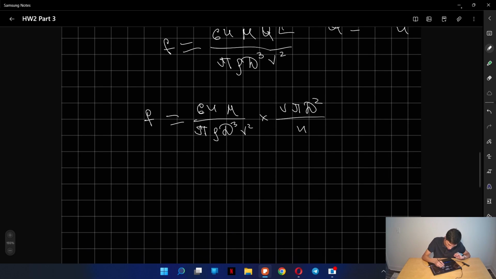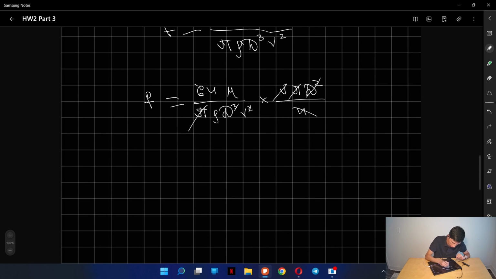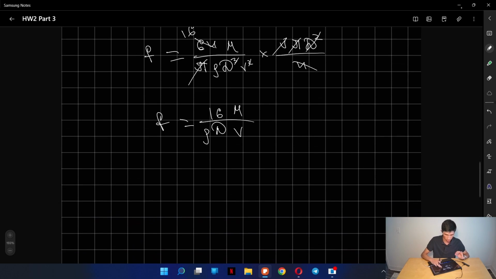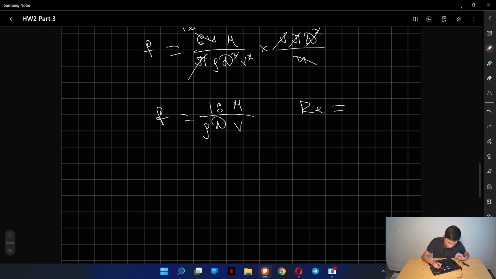So the velocity cancels, so we're left with one velocity. Pi cancels, diameters cancel, and this is going to cancel also. So what I'm left with is 16 times viscosity over rho times diameter times velocity, right? Okay, this seems very familiar. We know that the Reynolds number is equal to the density times the diameter times the velocity over the viscosity, right? It is exactly the opposite.